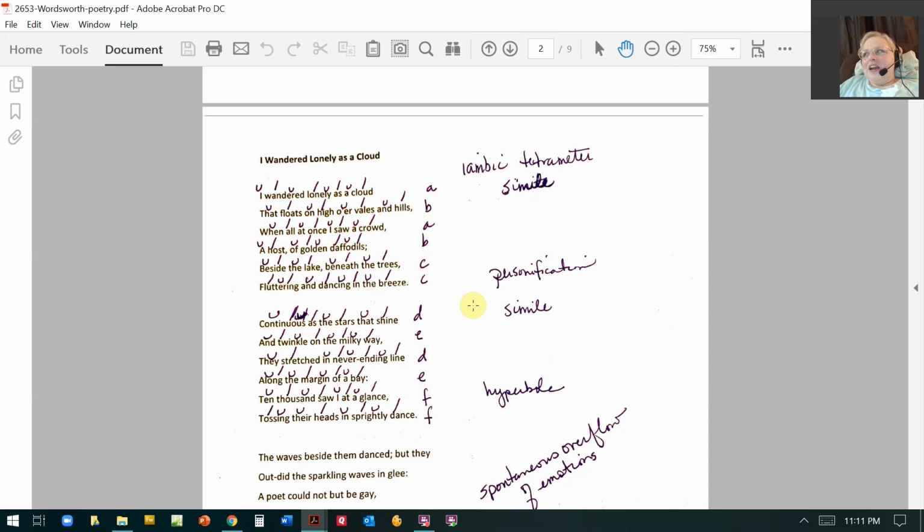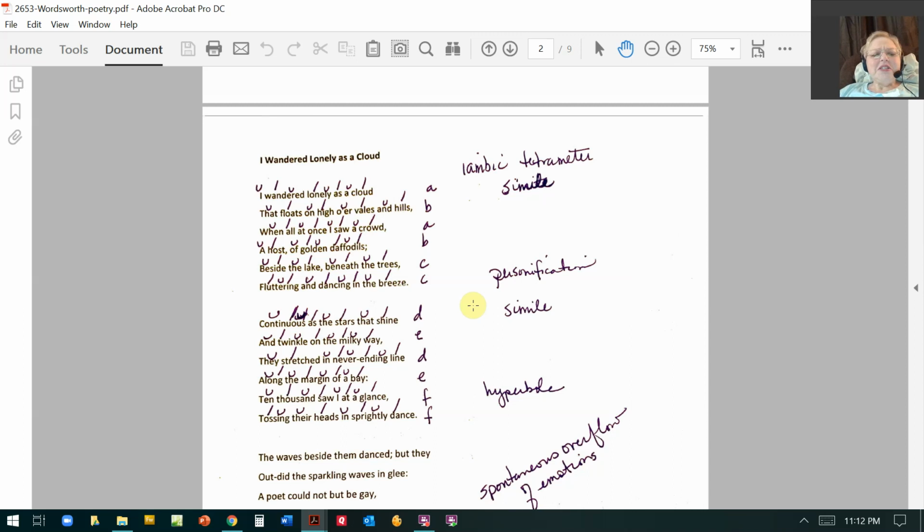So he says, I wandered lonely as a cloud that floats on high o'er vales and hills, when all at once I saw a crowd, a host of golden daffodils; beside the lake, beneath the trees, fluttering and dancing in the breeze. So here's that personification. Daffodils is not capitalized, but it does give them the human quality that they're dancing, right?